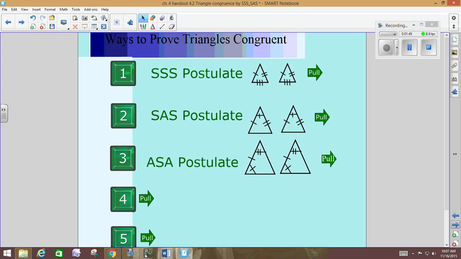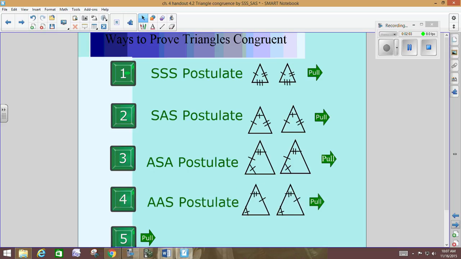Angle, side, angle. You have 2 angles and the side between them congruent to 2 angles and the side between them. If you can show that the 2 angles and the side of one are congruent to 2 angles and the side of another, then the triangles are congruent. You don't have to show me anything else. Wednesday we'll do this guy.